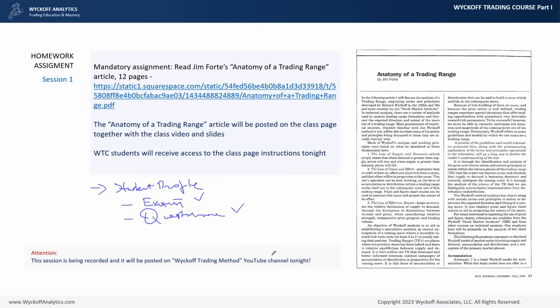And then the second homework, which is a mandatory assignment, is just to read Jim Forte's Anatomy of the Trade article. We will be uploading it for signed up students to your student profile under the course pages. And for those of you who are just visitors, go to our website under the free materials, under the resources, and you can find this article.